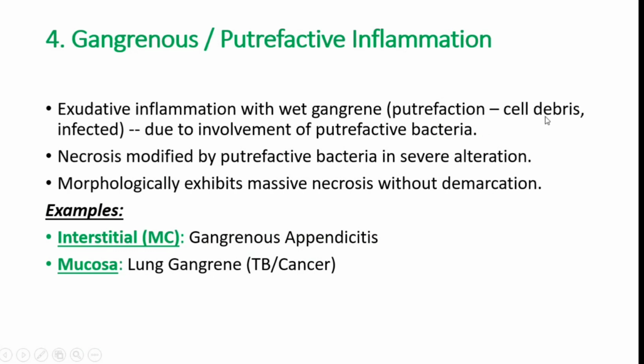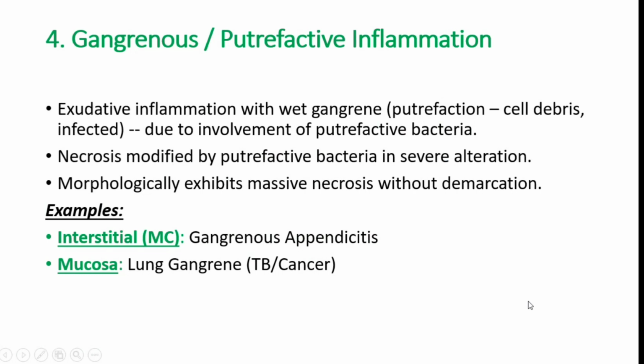The putrefaction consists of cell debris, putrefactive bacteria and necrotic cells, basically. Morphologically, it exhibits massive necrosis without demarcation, and it can be a life-threatening situation in some cases. For example, in the case of gangrenous appendicitis, it is a surgical emergency. The other example is lung gangrene caused by tuberculosis or cancer. The example to remember here is gangrenous appendicitis.